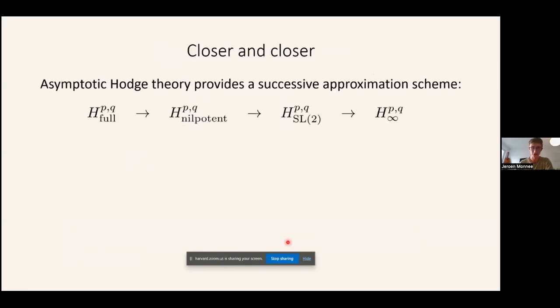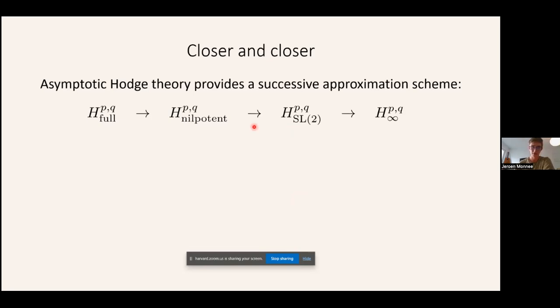Now, I think it's fair to say that over the past years, asymptotic Hodge theory has been very successful in helping us answer all kinds of questions in this regard. I'm not going to even try to give you a full list of all the references. For this, you can look at any of our papers. I would say the reason this program is successful is because it allows us to look at simpler things.